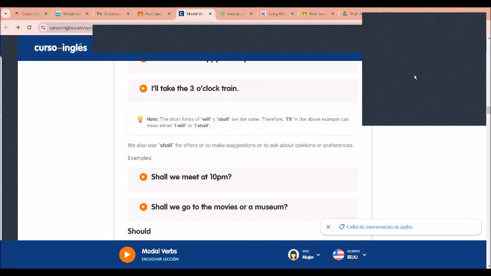All right. Now, suggestions is the work of the next one as well. So people might think shall is the present form of should.